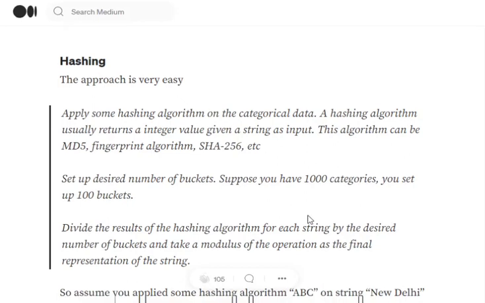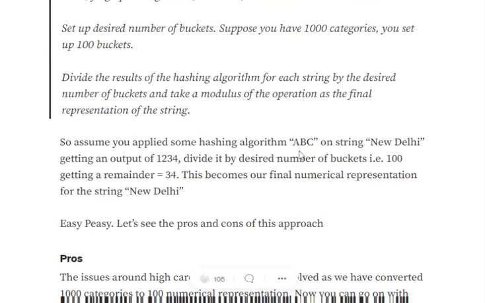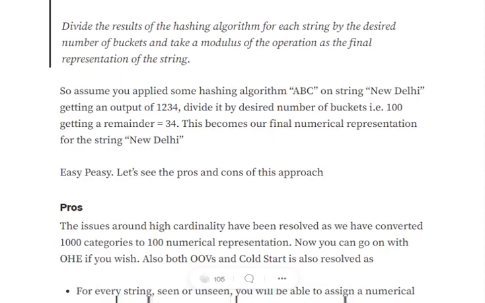So for example, assume that we took some hashing algorithm ABC and applied it on the string New Delhi, which gives us an output of 1234. Now assume that the bucket size we have decided is 100. So we would divide 1234 by 100 and take the remainder, giving us an output of 34. Now New Delhi is represented by 34 in the numerical representation. This is how hashing is done.